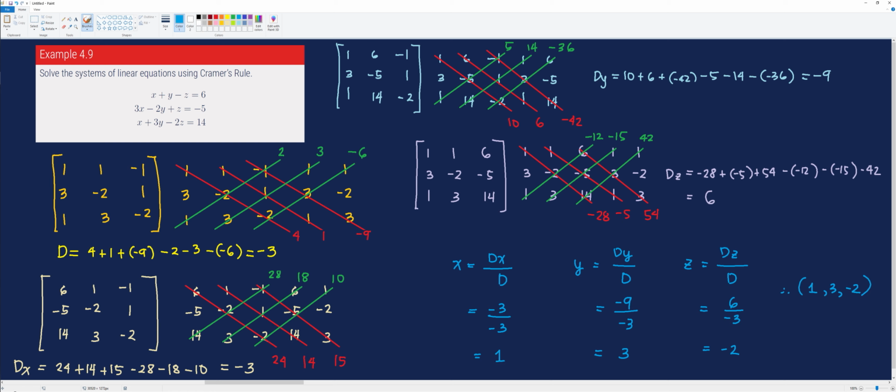To solve systems of linear equations with 4, 5, 6, and so on number of variables and number of equations, we continue the pattern presented in this video.